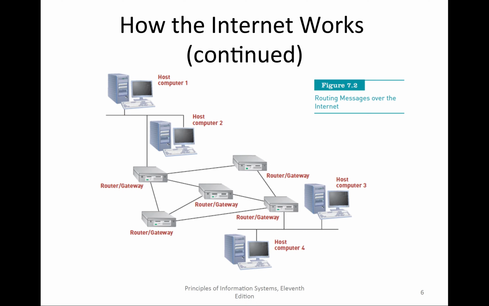So how does the internet work? Let's check this figure, which shows routing messages over the internet. We have one host computer, which has a connection with a router. Then we can have a second one. And you can see in between there are routers and gateways which enable the transfer of the data or the internet flow. Okay?